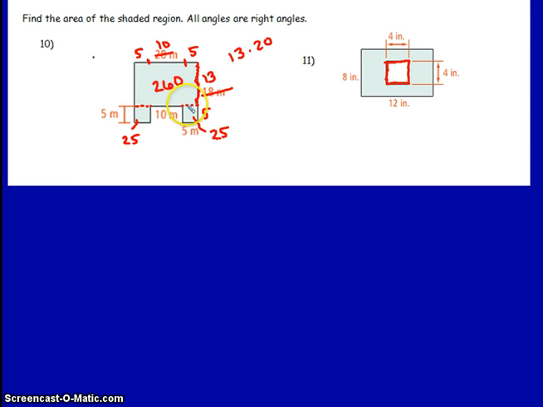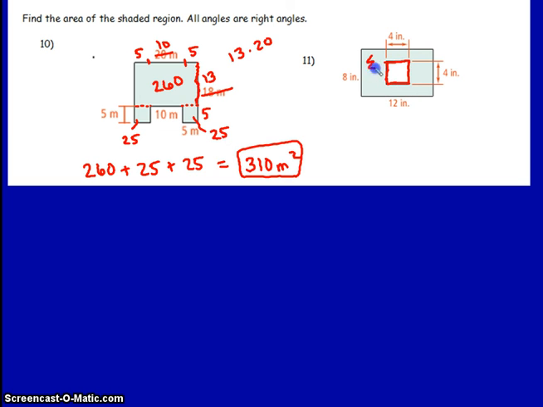So when I add all 3 of my figures together, I get 260 plus 25 plus 25, and that gives me 310 meters square.